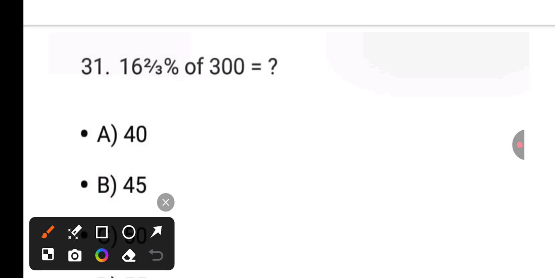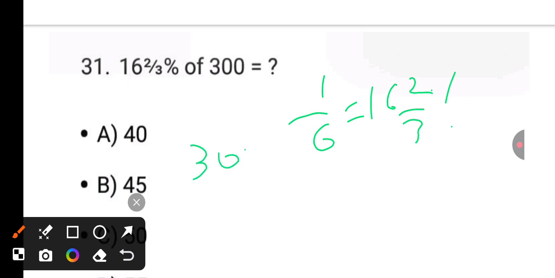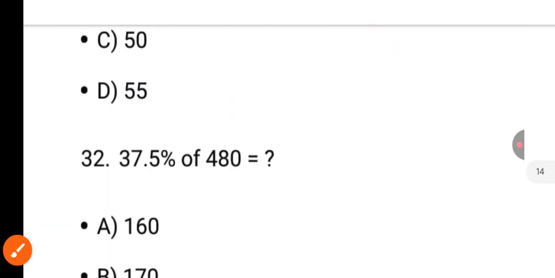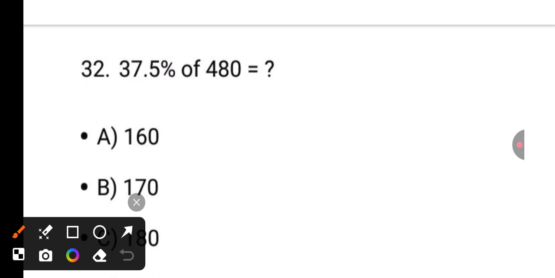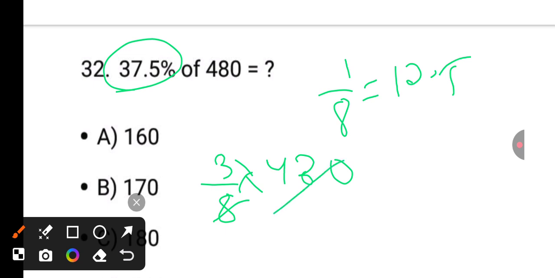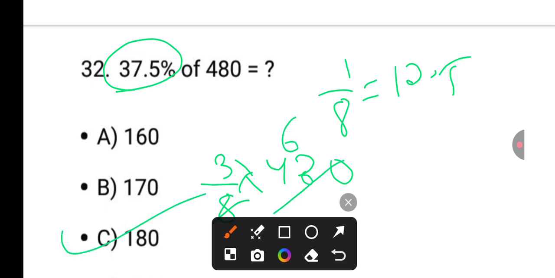Next one, say 1 by 6 equals 16 2 by 3%. It means 300 divided by 6, it is 50%. 50% is the answer. Next one, again 1 by 8 equals 12.5%. It is 3 times, it means 3 by 8 into 480. 3 by 8 into 480. 8 into 6, it is 180. 180 is the answer.